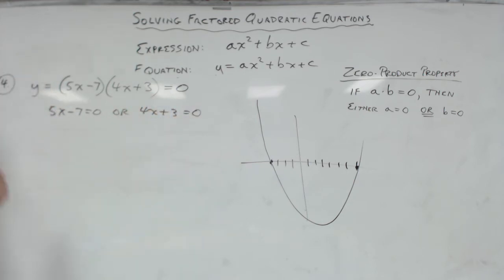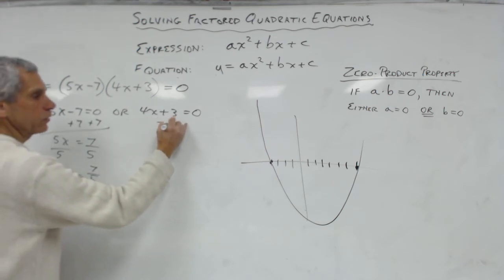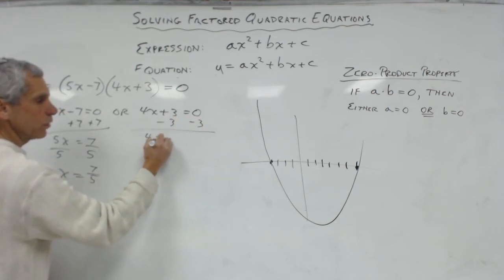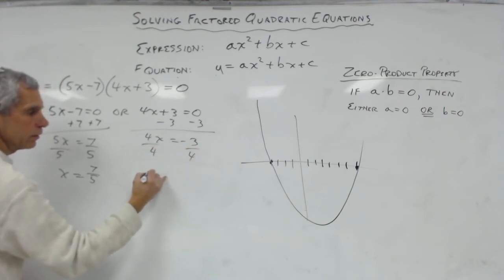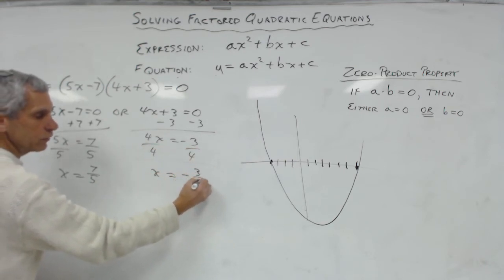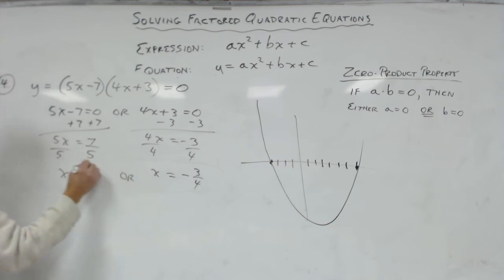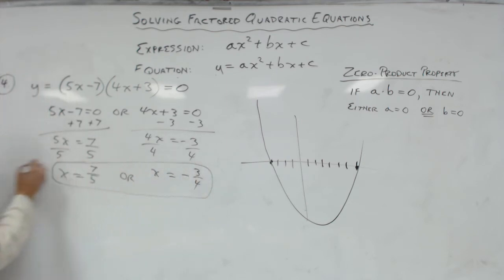Right. So, okay, so add 7, right? Add 7. 5x is equal to 7. Divide by 5. So I got x is equal to 7/5. Right? Subtract 3, subtract 3. 4x is equal to negative 3. Divide by 4. x is equal to negative 3/4. Now, is that the answer, or do you have to graph it? You don't have to graph them. I'm not asking you to graph them.